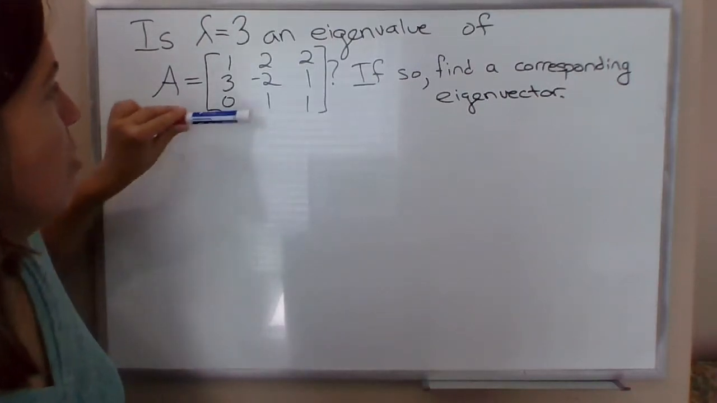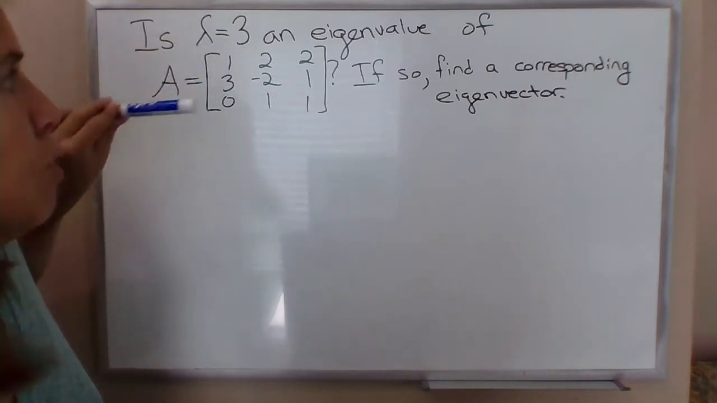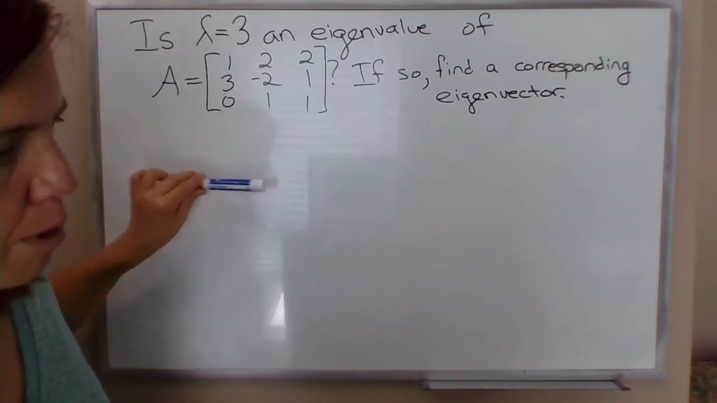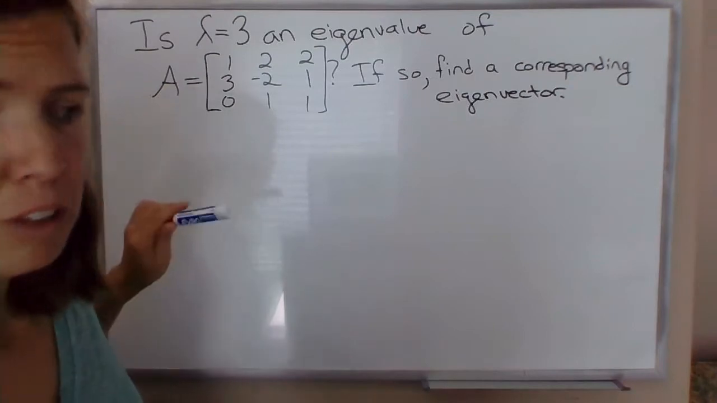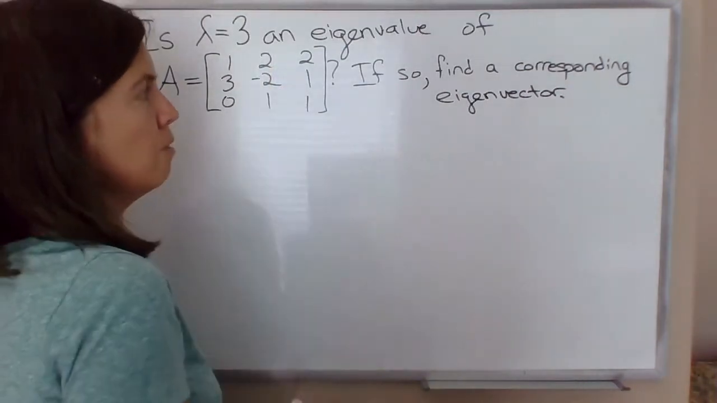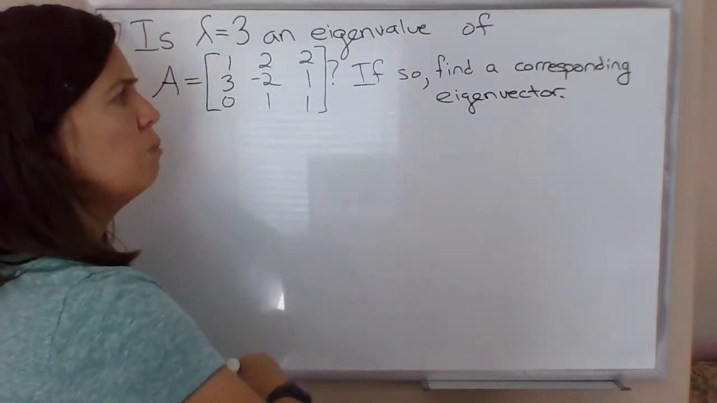So here's an example where this time you're given a matrix and asked whether a specific value, in this case 3, is an eigenvalue of that matrix. This is actually a tougher problem than if you're given a matrix and a vector, and the question is: is this an eigenvector of the matrix? That's a little easier to determine than determining whether a particular value is an eigenvalue. Okay, but let's think about this.